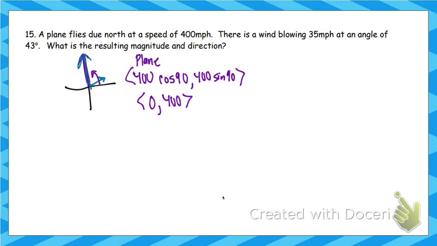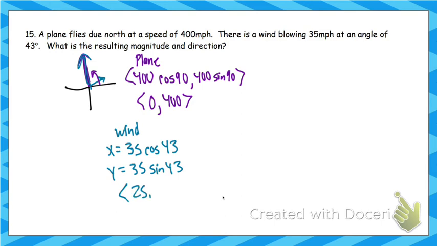Now let's do the wind. We do need to find those components. They're a little bit harder for the wind. The x component would be 35 cosine 43 degrees. The y component would be 35 sine 43 degrees. You can go ahead and plug those into a calculator. So I'll get an x component of 25.6. 35 sine 43, I'm going to get a y component of 23.7. So those are going to be my x and y components.